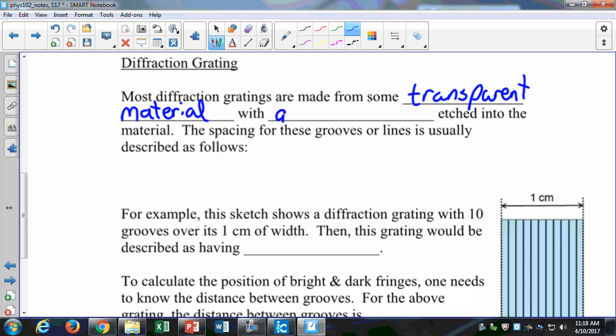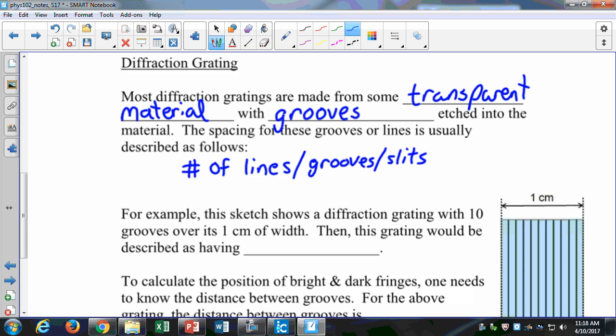With grooves etched into the material. I'll pass one around in just a minute. You can take a look at it. The spacing for these grooves is usually defined like this, where you get a number of lines. They're often called lines, or I'll call them grooves, or we can call them slits, but they're usually given as number of lines per distance.